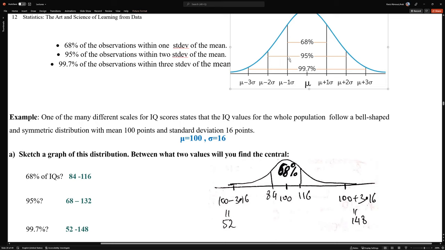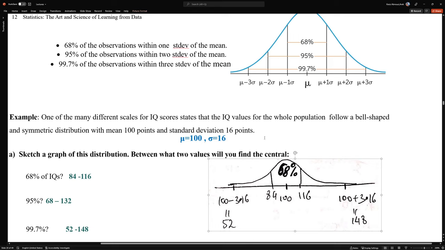95% is two standard deviations, right? So here it has to be like 68. If you calculate mu minus 2 times 16, which is 32, you will find that it's equal to 68. So over here it will be a value of 68. And similarly here, mu, which is 100, plus 2 times 16, you'll find that it's equal to 132. That's why the 95%, which covers anything within two standard deviations, is between 68 and 132.